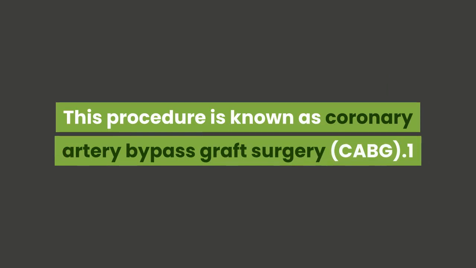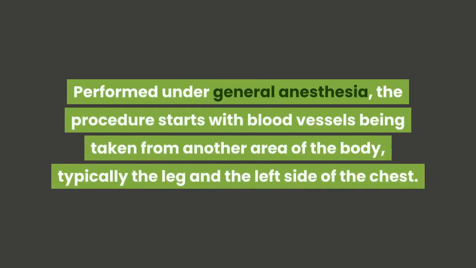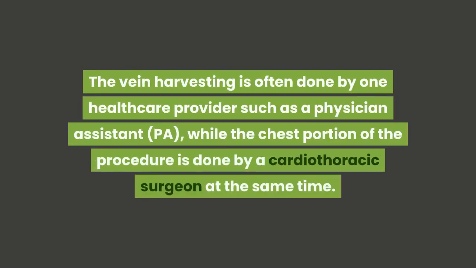Point 1. Performed under general anesthesia, the procedure starts with blood vessels being taken from another area of the body, typically the leg and the left side of the chest. The vein harvesting is often done by one healthcare provider such as a physician assistant (PA), while the chest portion of the procedure is done by a cardiothoracic surgeon at the same time.